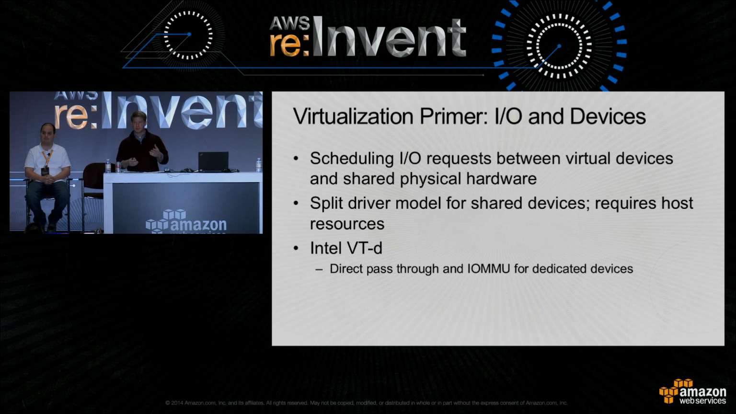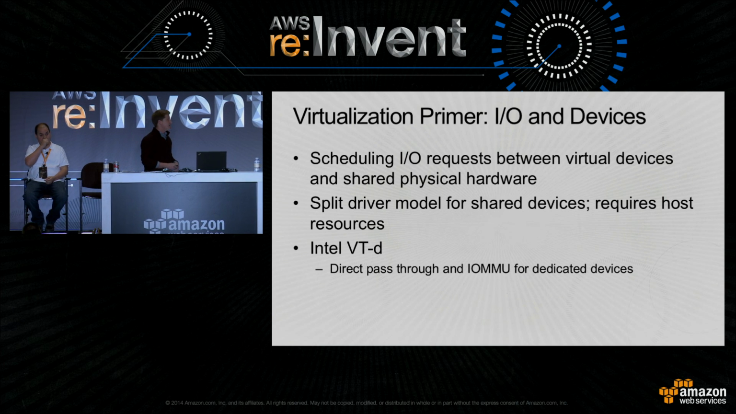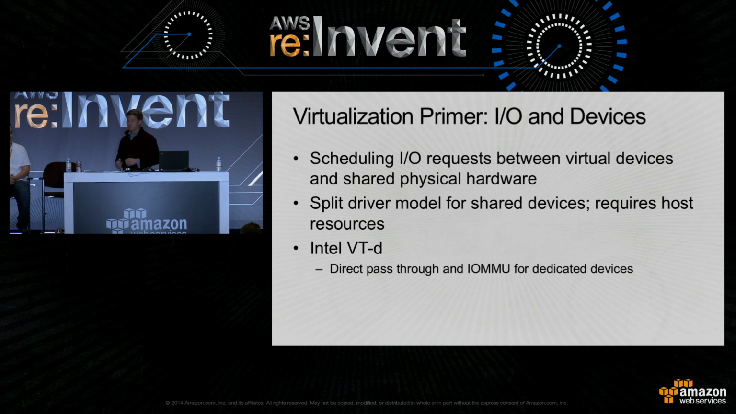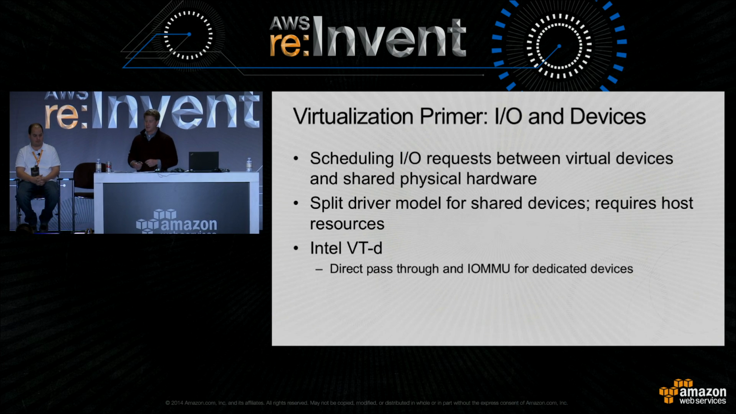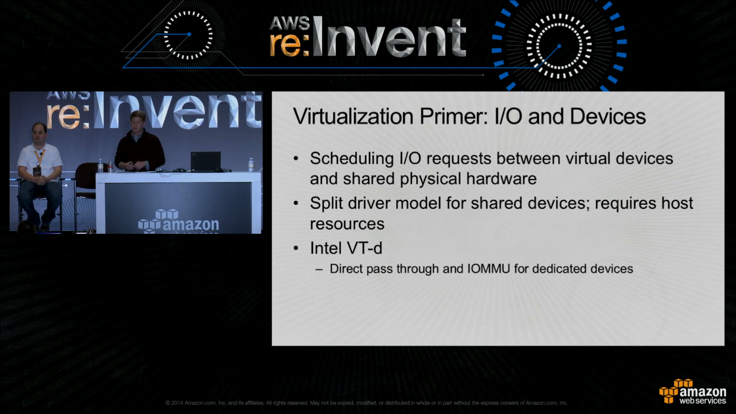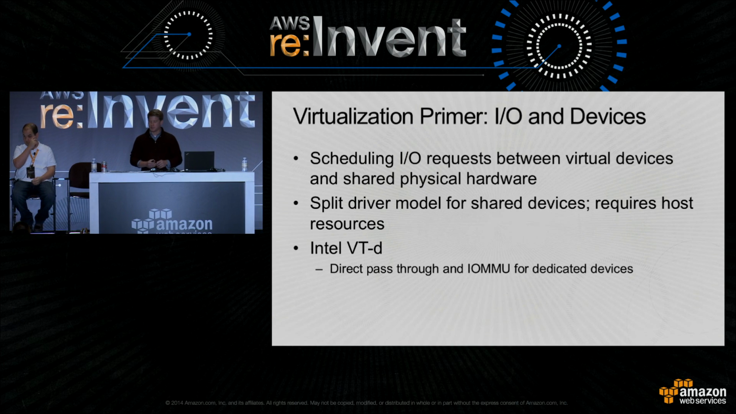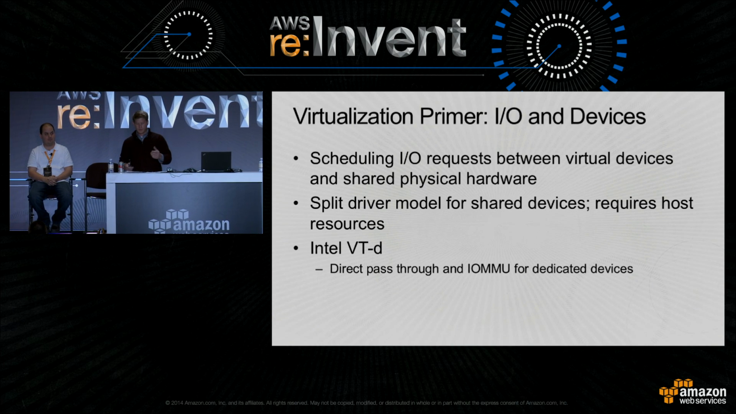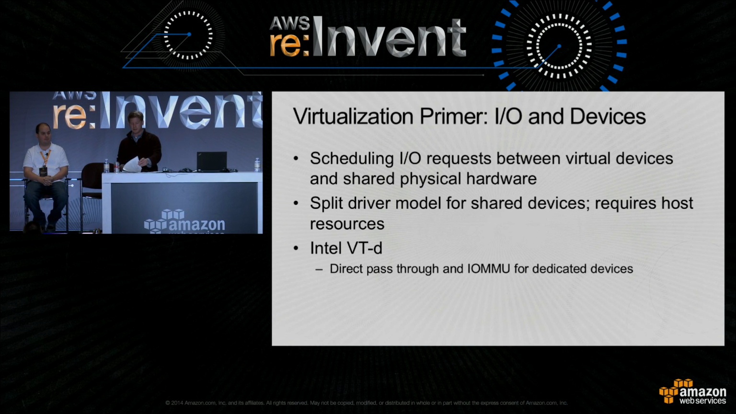So with the evolution of virtualization technology, Intel now offers Intel VT-d, which provides for direct pass-through of devices to virtual machines and, through an I/O memory management unit, among other things, it can do memory address translations through the use of page tables. And this is how we enable PCI pass-through for things like GPU instances, and you can pass through other devices using similar technologies.